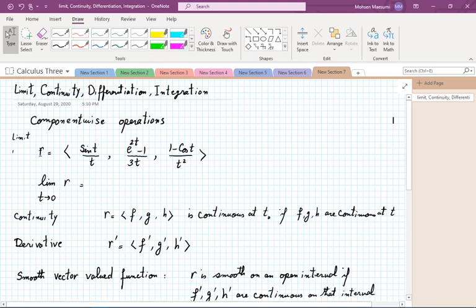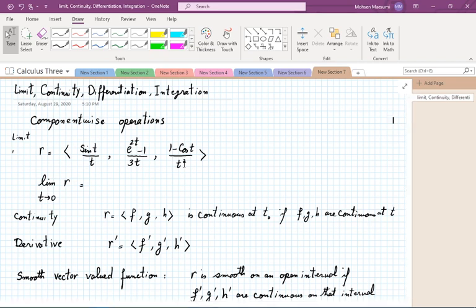Suppose I have a vector valued function in 3 dimension made out of 3 functions: sine of t over t, exponential of 2t minus 1 over 3t, and the third function is 1 minus cosine of t over t squared. So I could ask, for example, what's the limit of this function as t goes to 0? Of course, we cannot just plug 0 in these formulas because all of them lead to division by 0, and that is not well defined.